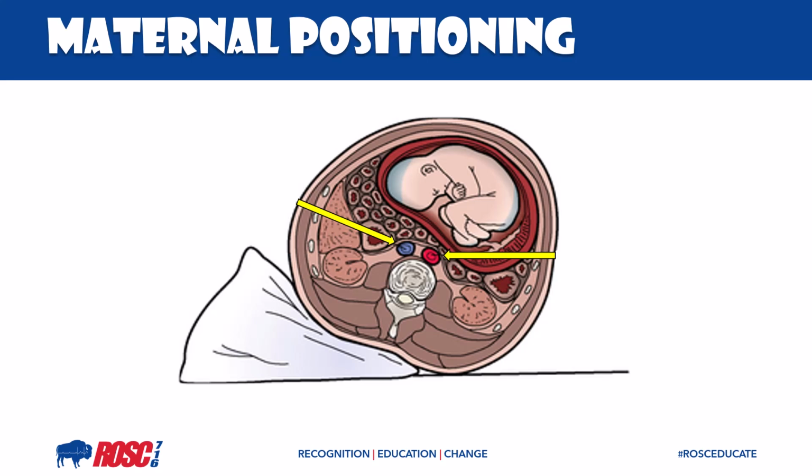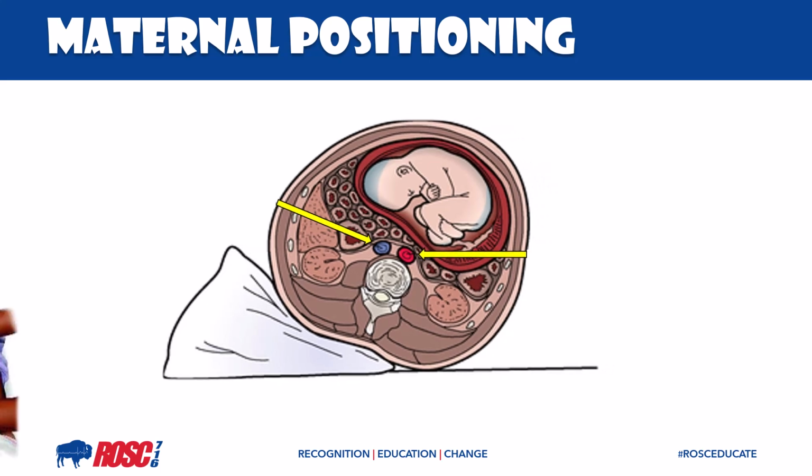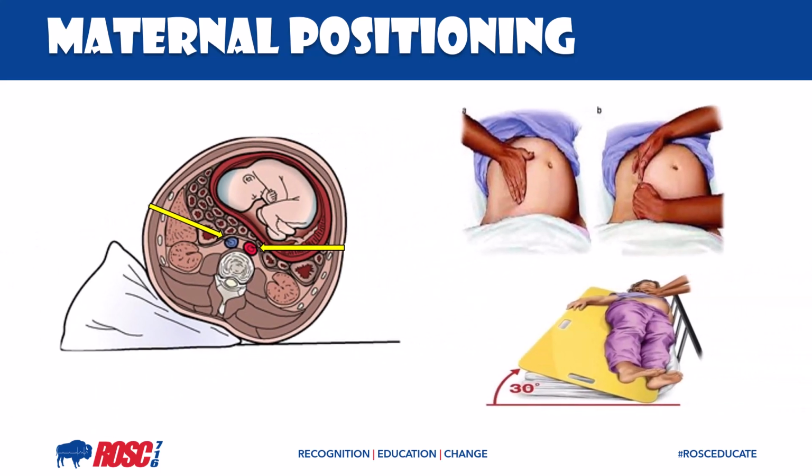As you can see here, as mom is turned to her left, it decompresses the inferior vena cava and the aorta, improving forward flow, increasing venous return, and reestablishing baseline cardiac output. There are various ways in which you can achieve this. As you can see in this example, mom's helping us a bit with some leftward positioning while the provider is offering some uterine displacement to the left.